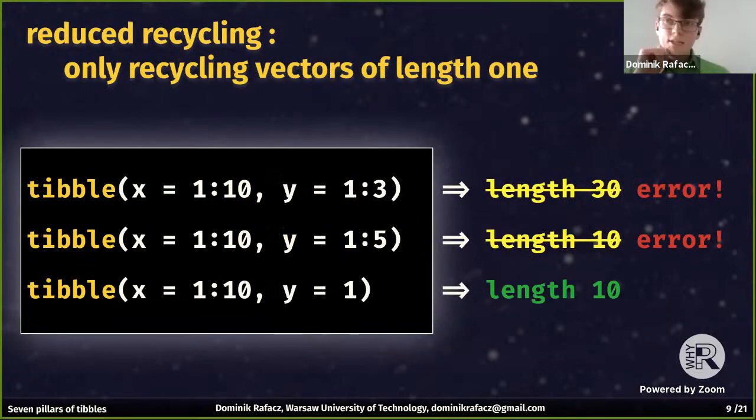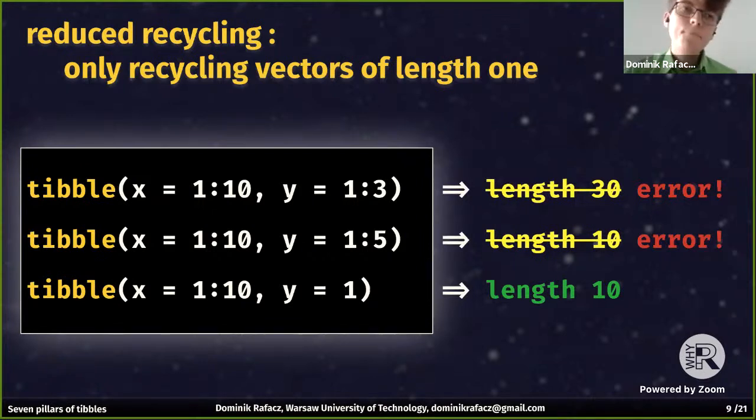And another thing is reduced recycling. I really like that R is vectorized, and I really like that almost every base function tries to be vectorized and to make sure that all your input vectors have the same length. If it's not like this, it recycles the shorter vectors. If it was a data frame, we would have a data frame of length 30 because that's 10 times 3, yeah? Well, tibble is lazier. It just returns an error, because sometimes situations like this are just a mistake, and tibble prefers us to explicitly make our vectors have the same length. You can only provide a vector of length 1 to be recycled. And that's quite a common thing.